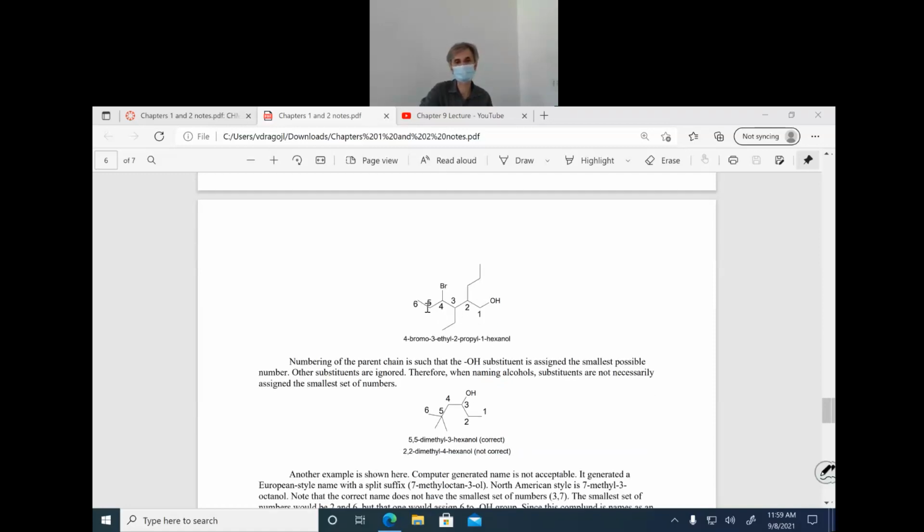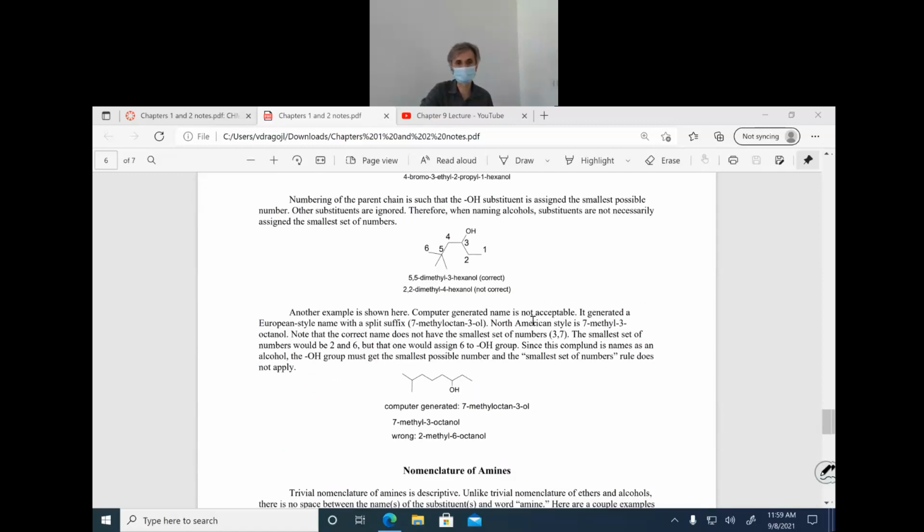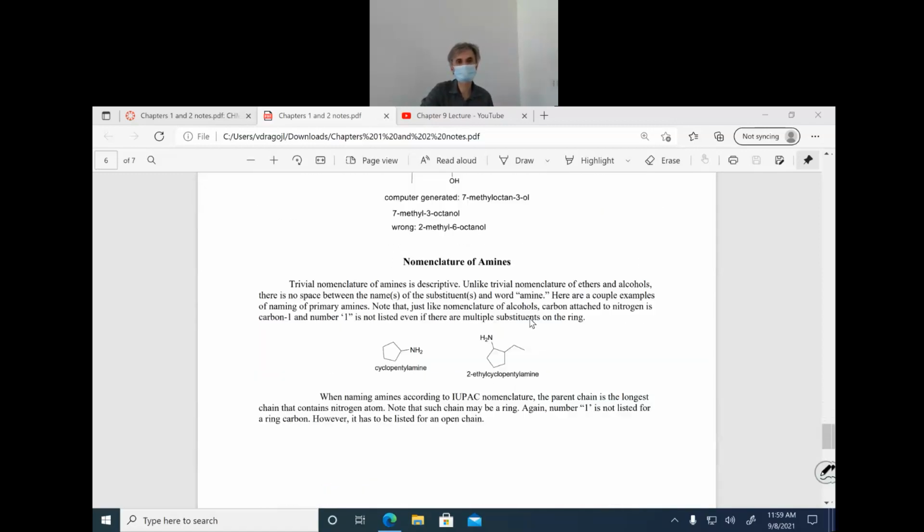Because it's an open chain compound. If it's only in cyclic compounds, you don't include number 1. So yes, you have to include number 1. In open chain compounds, you have to include number 1.